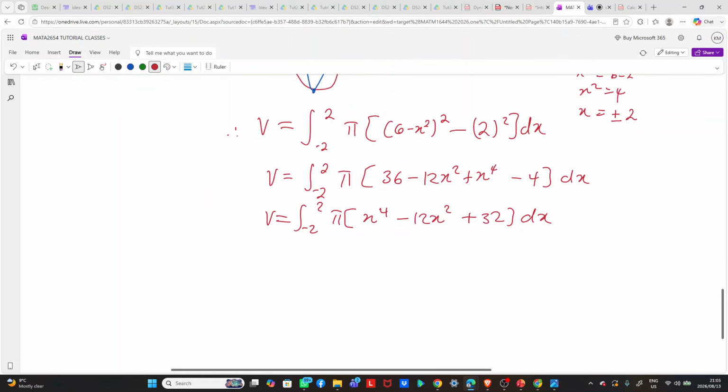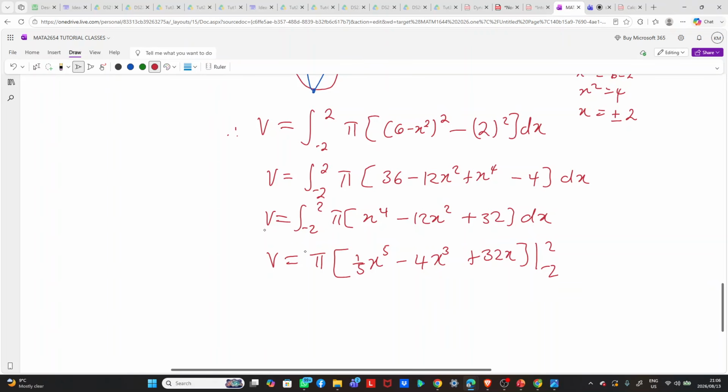So now let's integrate, because we can integrate this function that is there. So we'll have the volume equals pi times the integral of this guy: 1 over 5 x to the power 5, minus the integral of this guy will give us 1 over 3 x to the power 3. Then 12 divided by 3, that is going to be 36 minus 12, it's 4 x raised to the power 3. Then this guy will give us 32x. Then you evaluate this from -2 to 2.